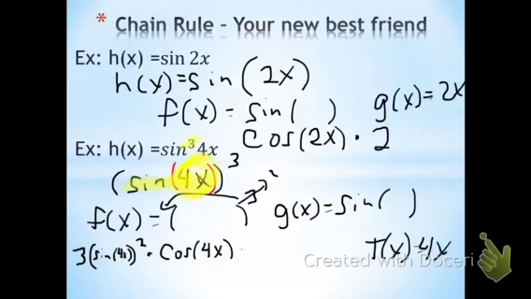And lastly, we want the derivative of t of x. What was t of x? t of x is 4x, and the derivative of 4x is 4. And we are done. That is our final answer. That is the derivative of sine cubed of 4x.